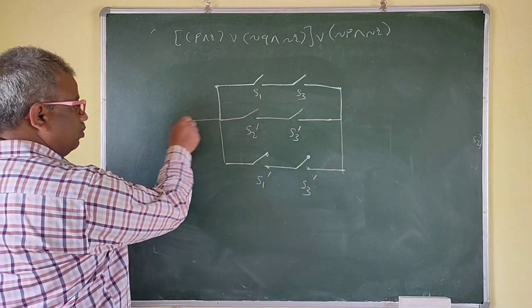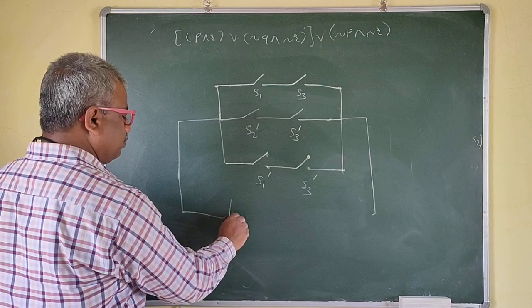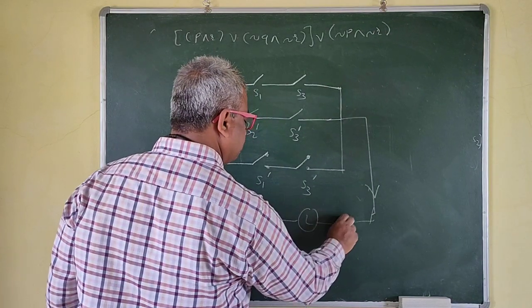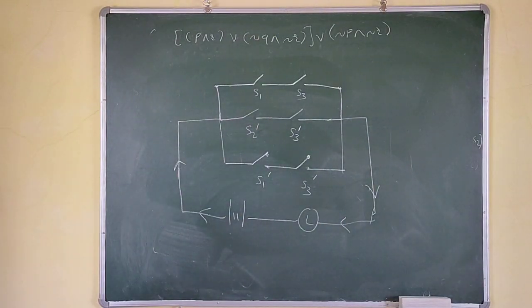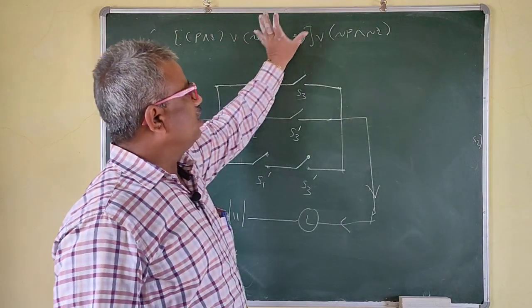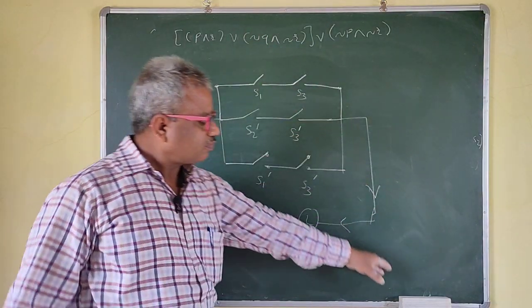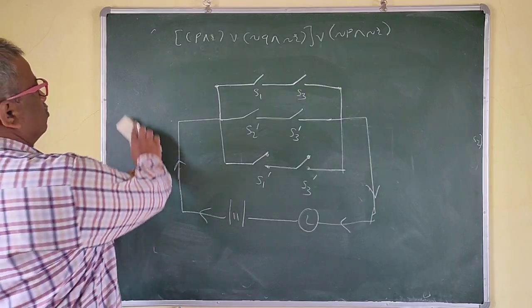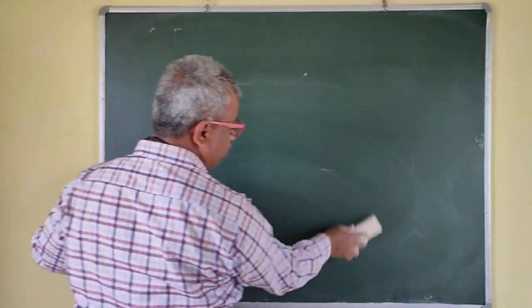Now this is your battery, this is your bulb, this is your circuit. Now see these two circuits, R is there. That means you may draw this, it doesn't matter. I hope that you understand this one. So now we'll stop here.